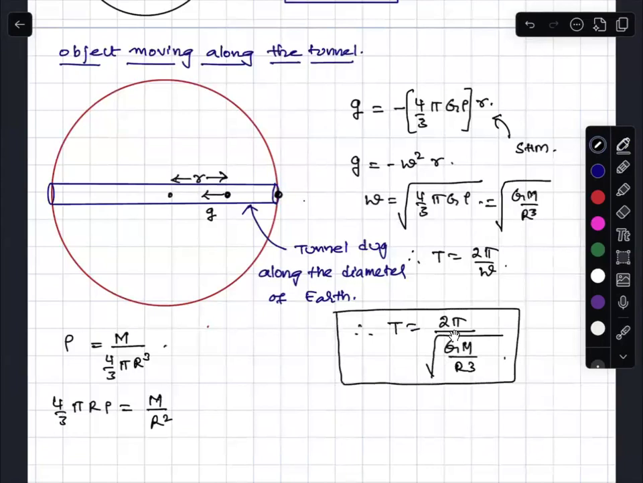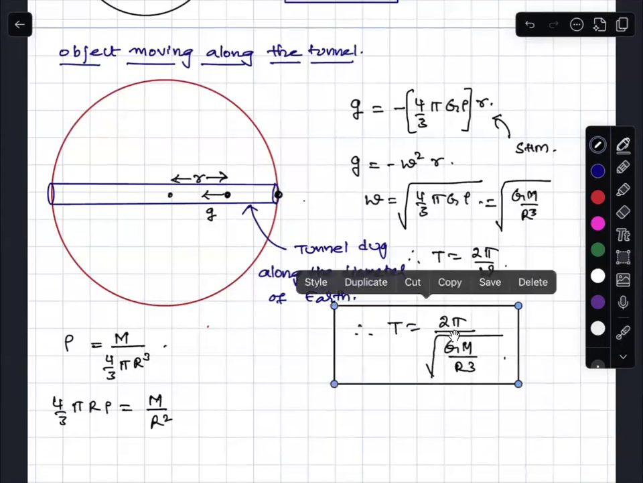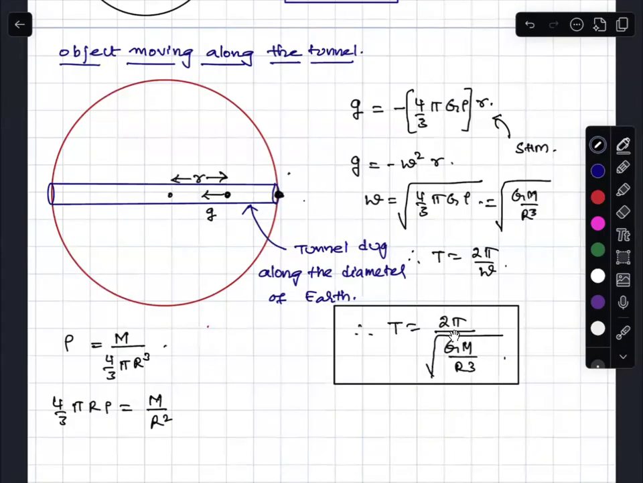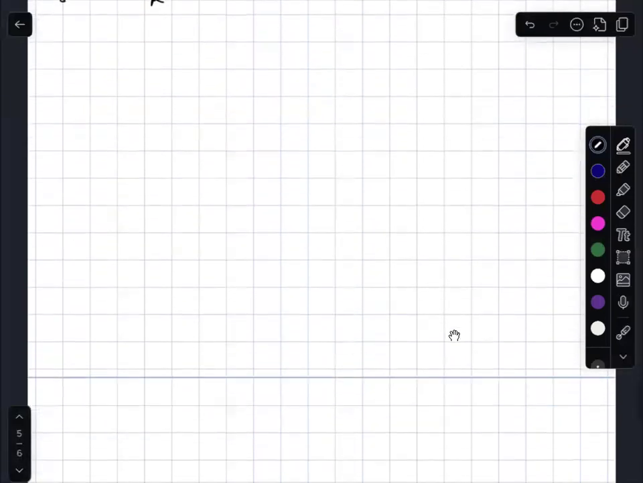This is the first case. This will obviously execute SHM as such. Remember, you have released it from rest. It will come to rest at the left extreme, and it keeps on doing to and fro motion. Right. Any doubt till this point? Sure? Next.